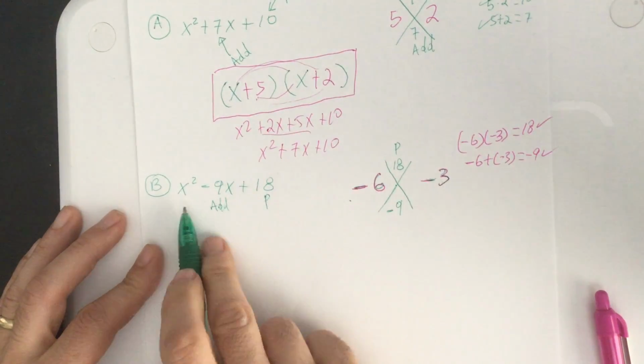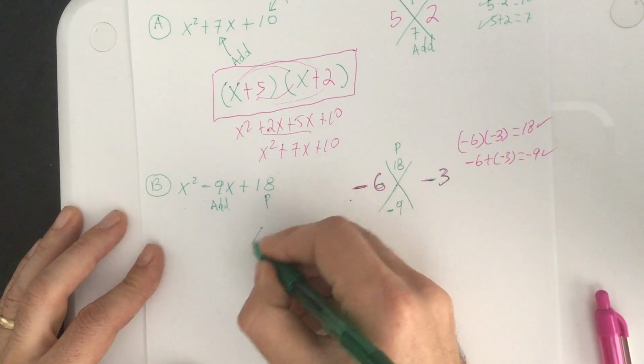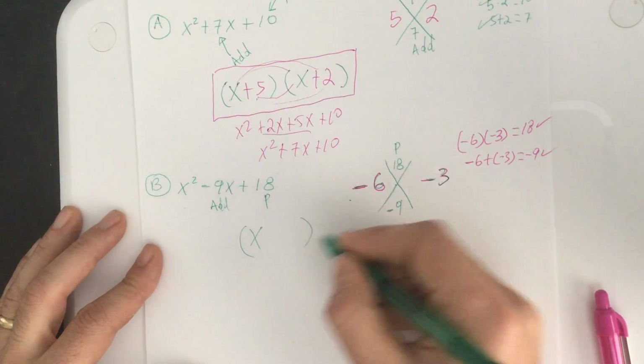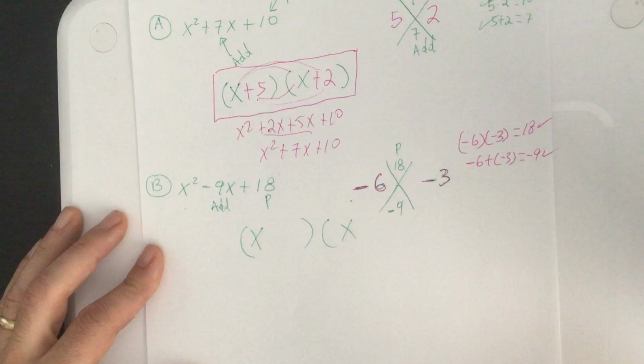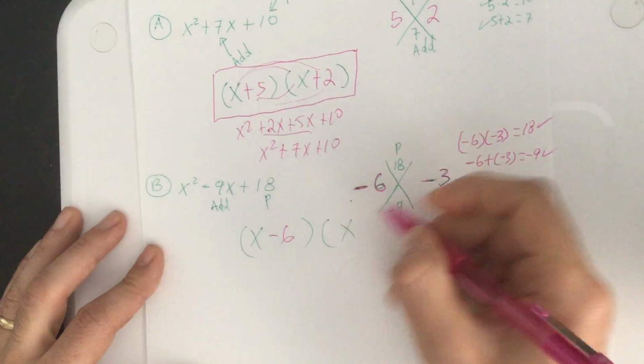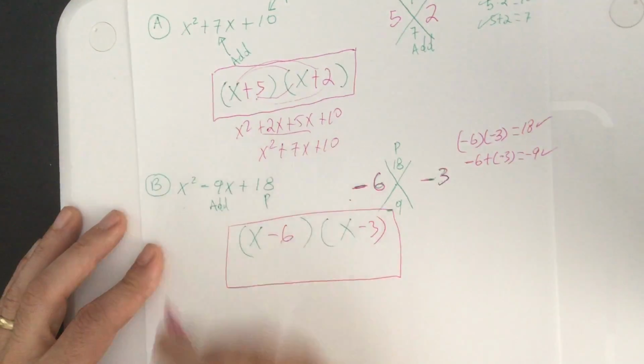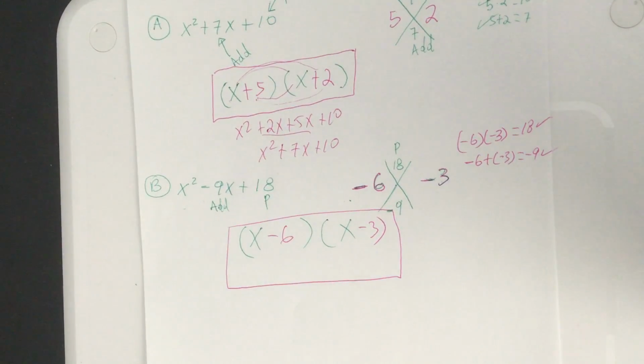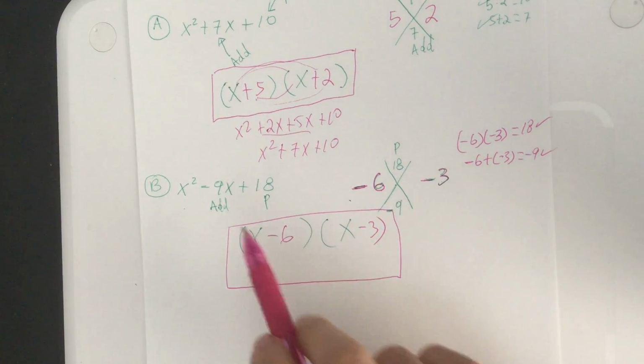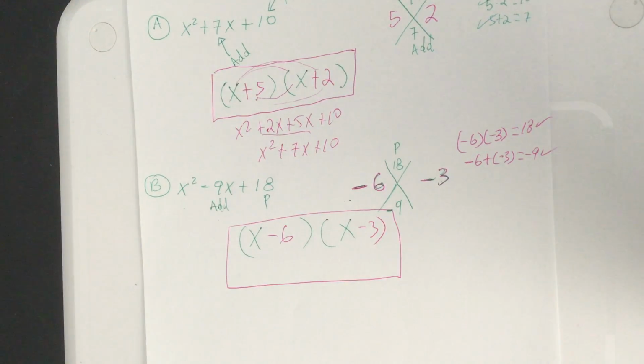So easy. We've got an x squared, so that would be x times x. So x here, and then we're going to have an x here. We've got a negative 6 and a negative 3. So that would be my factorization. And you can do the FOIL method or the distributive property twice, and you should be getting the same trinomial that we started with.